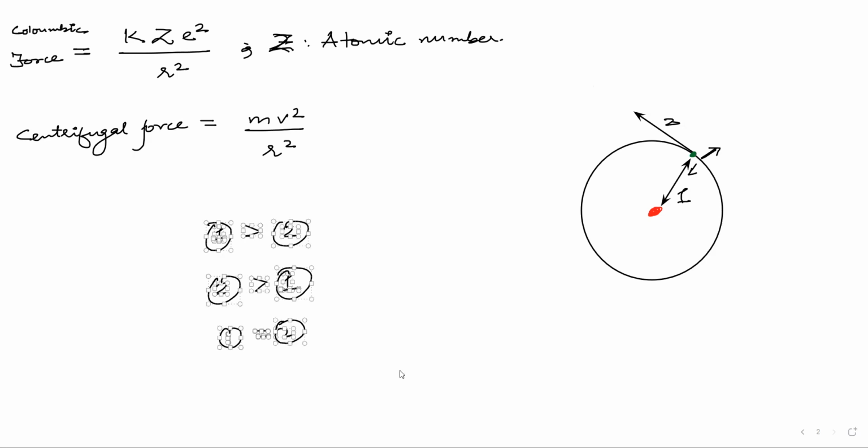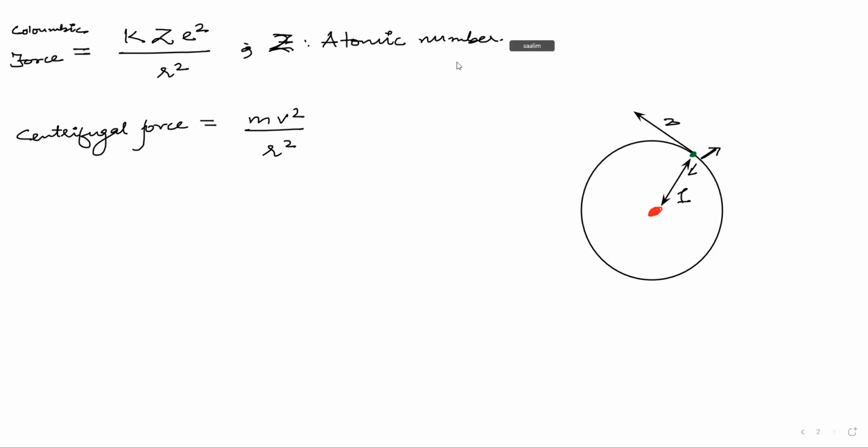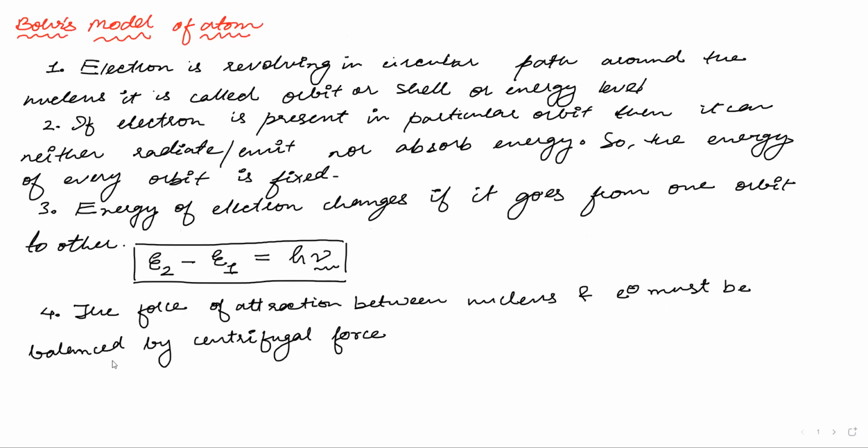So these are the two forces and we need to equate these two. So we can write K Ze square upon r square is equal to mv square upon r square. Now these are two things, and they should be equal. We have just stated the same thing here, that the force of attraction between the nucleus and electron must be balanced by the centrifugal force, and the numerical terms are here.